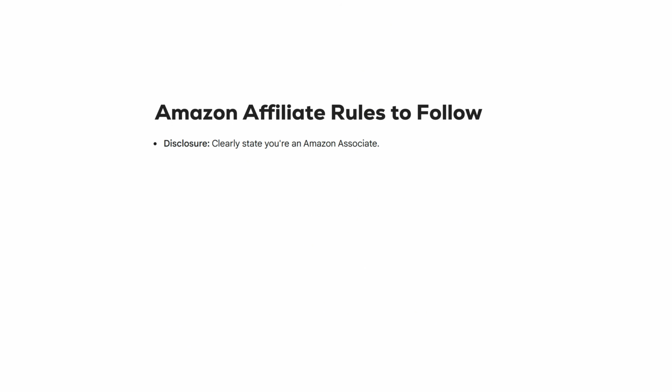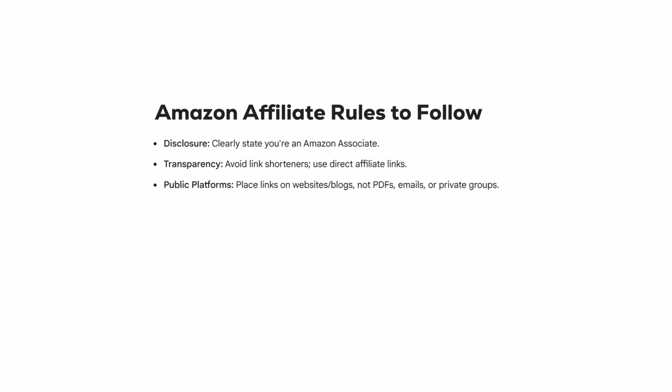Alright, before we finish up, there are a few key rules you need to keep in mind to stay on Amazon's good side. These might seem small, but trust me, they're important if you want to keep your account safe and running smoothly. Always disclose that you're an Amazon associate if you're promoting links on a blog or website. Never use link shorteners to hide your affiliate links. Amazon wants full transparency. Don't place affiliate links inside PDFs, ebooks, emails, or private groups. Keep them on public platforms.